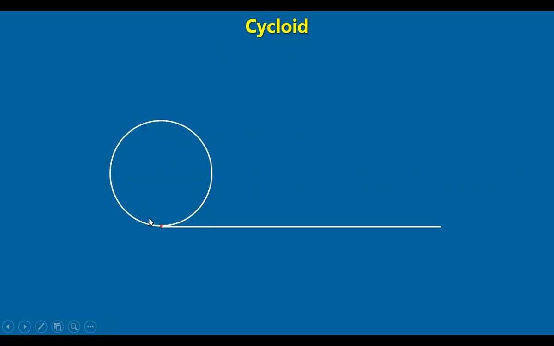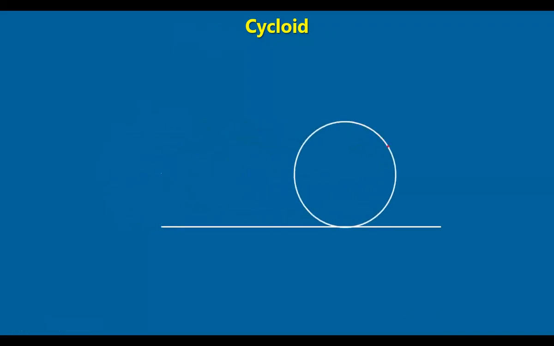Suppose I take a cycle wheel, and we have a straight road here, and this cycle wheel is moving on the road without slipping. When it is moving on a straight road like this without slipping, I take some point on the wheel, a circular wheel. How this point is moving is observed. Just observe the point moving.